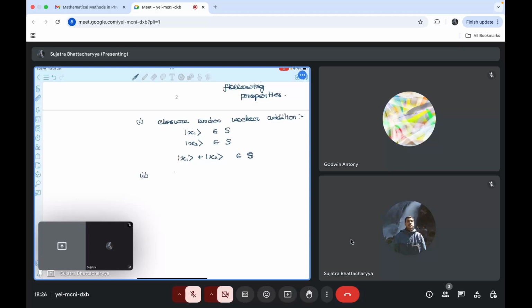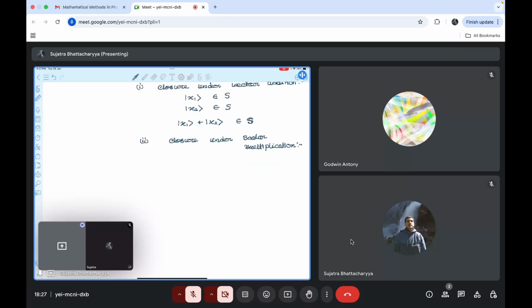Second is the closure. As you can understand, one is vector addition, then there will definitely be a scalar multiplication. So closure under scalar multiplication. And for that, what do you require? You need an alpha, which is a scalar quantity. We define alpha as a scalar quantity. It can be real, it can be complex, anything. It's a scalar quantity. That's all. The important thing is that one vector should be there.